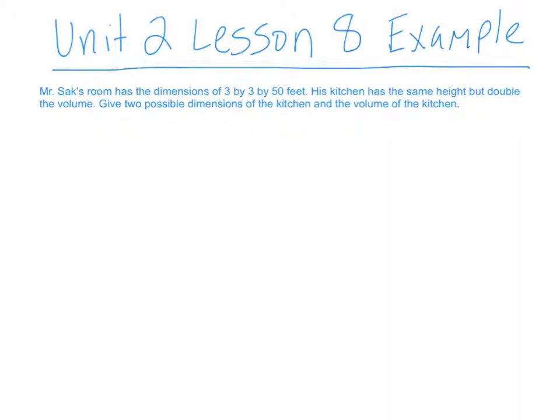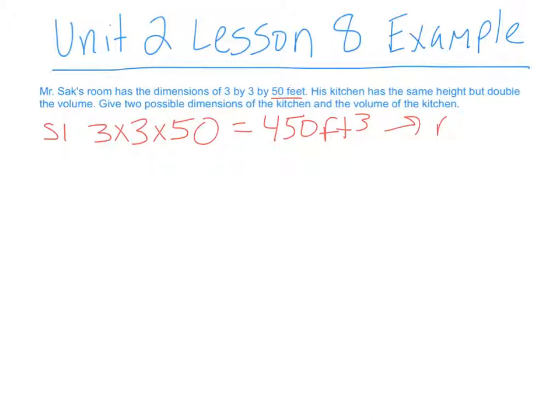His kitchen has that same height, 50, but double the volume. Give 2 possible dimensions of his kitchen and the volume of his kitchen. Well, the very first thing you must do in this problem, step 1, is figure out the volume of his room. And to do that, you must do 3 times 3 times 50. When you multiply those 3 numbers together, 3 times 3 is 9, and 9 times 50 is 450 feet cubed. That's the volume of his room.